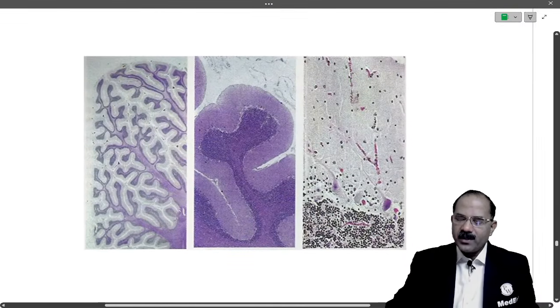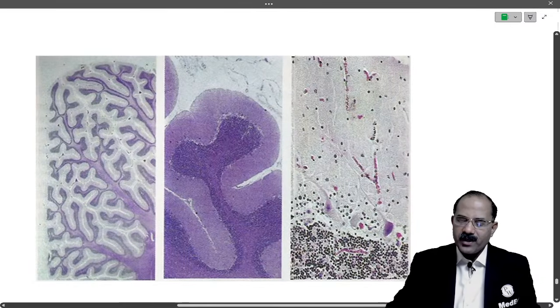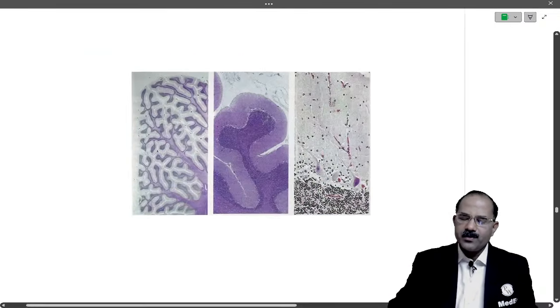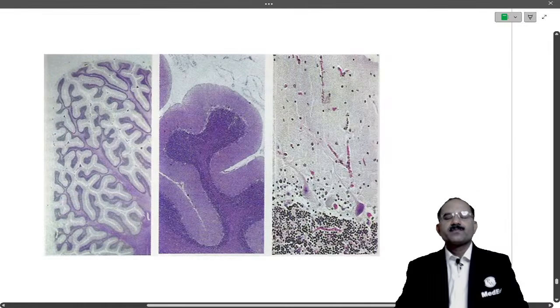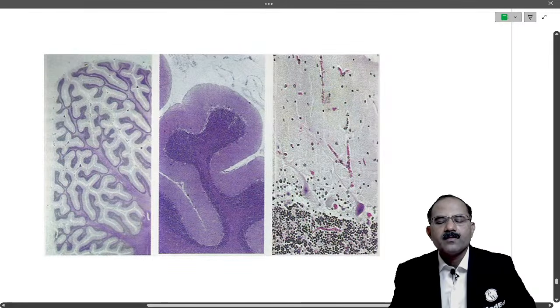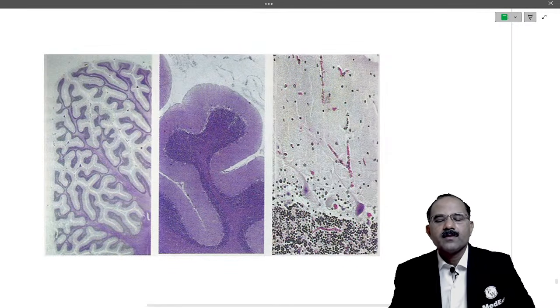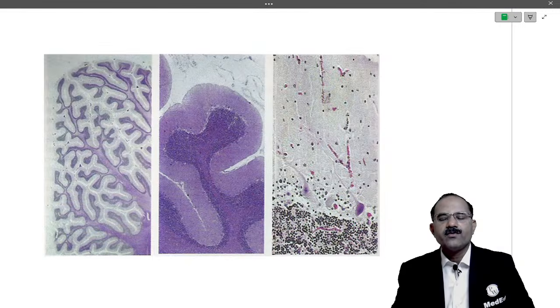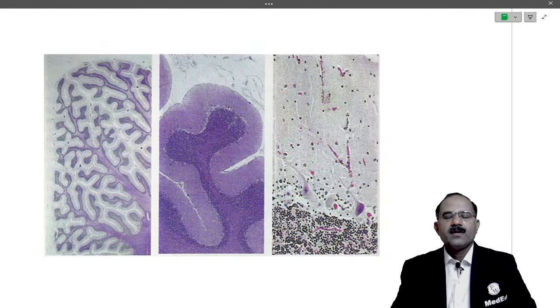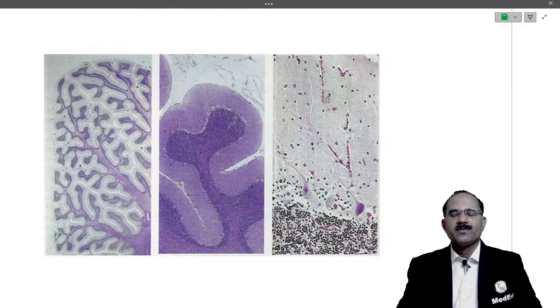But can you identify this slide? Come on, this is another very, very important slide for you. What is this slide of? No fibers are present, no fibers. This is a slide of cerebellum.